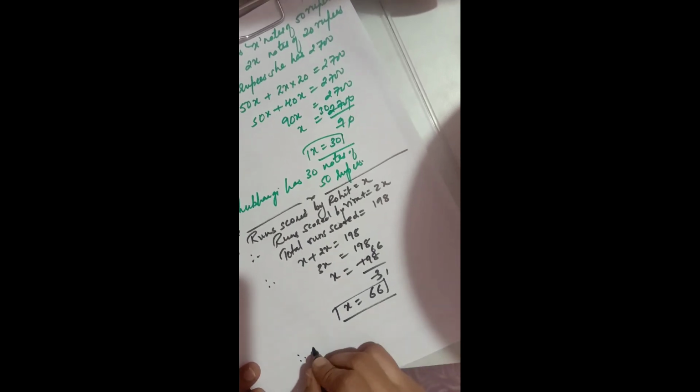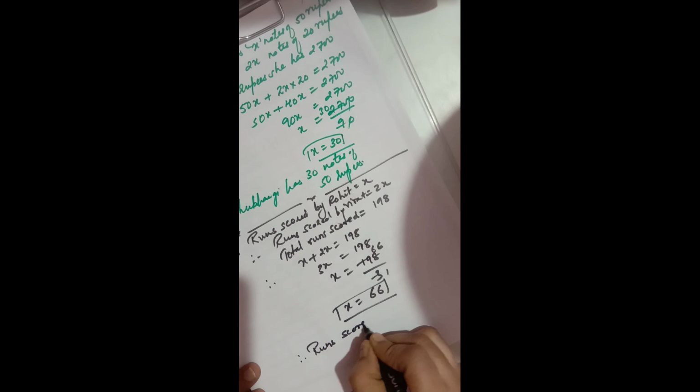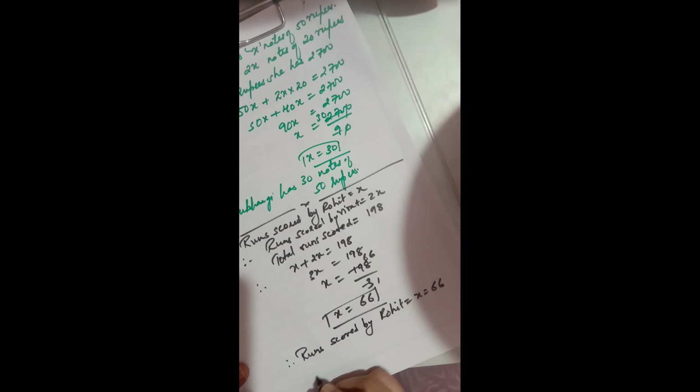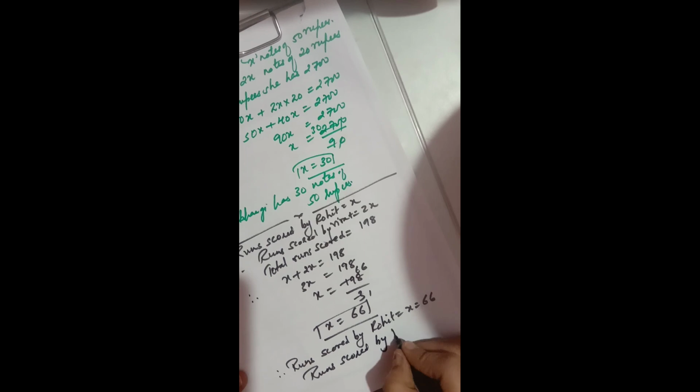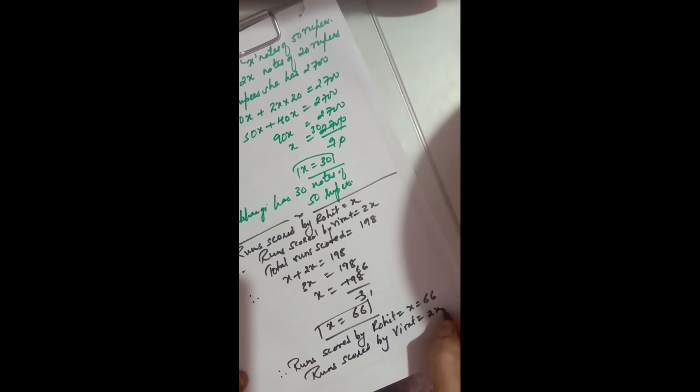Therefore, runs scored by Rohit is equal to x, which is 66, and runs scored by Virat is equal to 2x, that is 2 into 66, which is equal to 132. Now if you add the runs scored by both the players, 66 plus 132, that comes to 198. Okay, so your solution is correct.